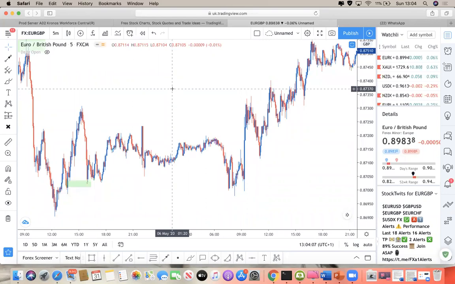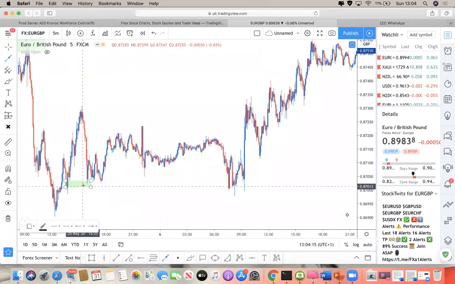Good, good, good. Another opportunity where we could have entered the trade. Okay, let me show you this again, where we could have entered the trade. Can I say this is a W right here?